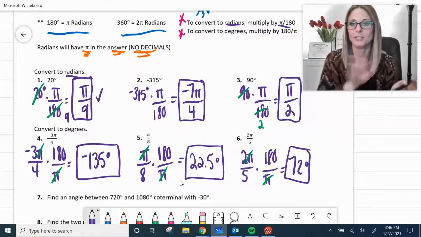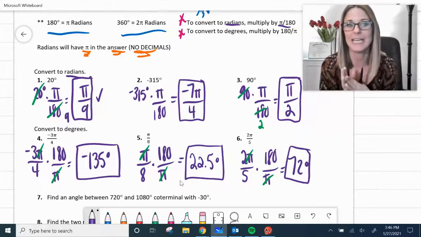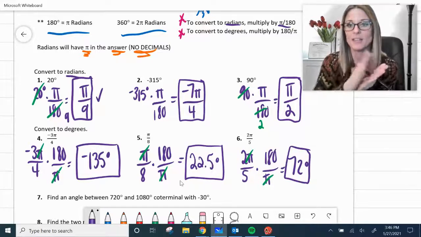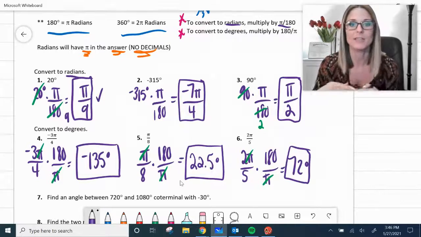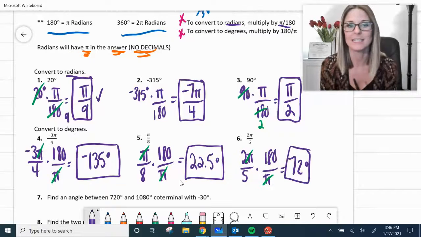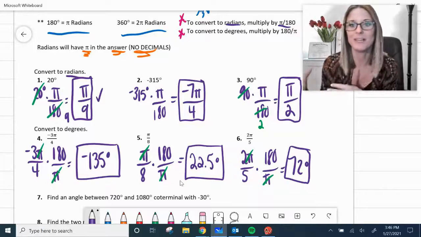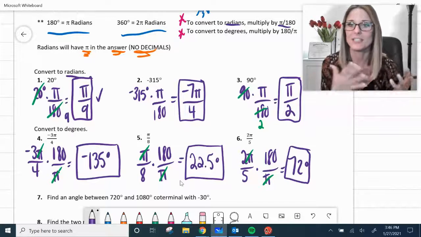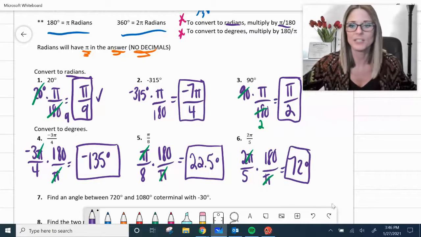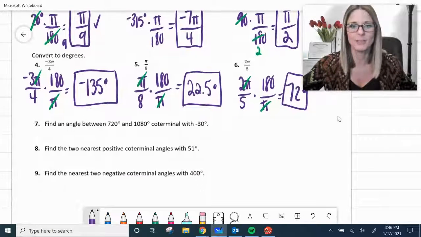Okay, converting degrees to radians, radians to degrees. Again, radians is just another way to measure angles, and so these are equivalent. It's like measuring with feet or measuring with meters, customary or metric. This is just degrees and radians. Let's look at a few more questions to wrap up our lesson.